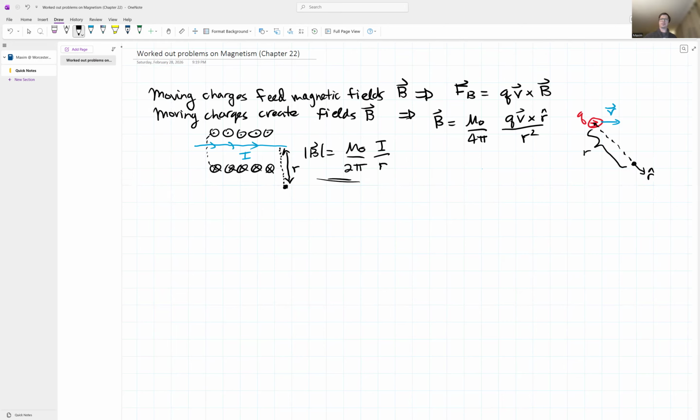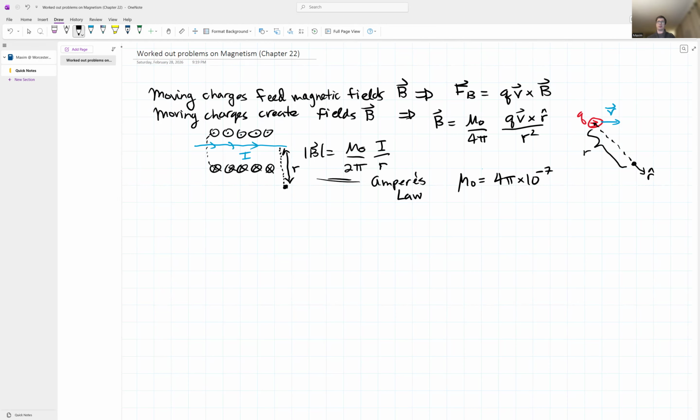Now, something that I didn't mention, there are some names for these things. This is generally called Ampere's law. And also, it's kind of interesting, this constant actually has an exact value and it has a pi in it. It's 4 pi times 10 to the minus 7.